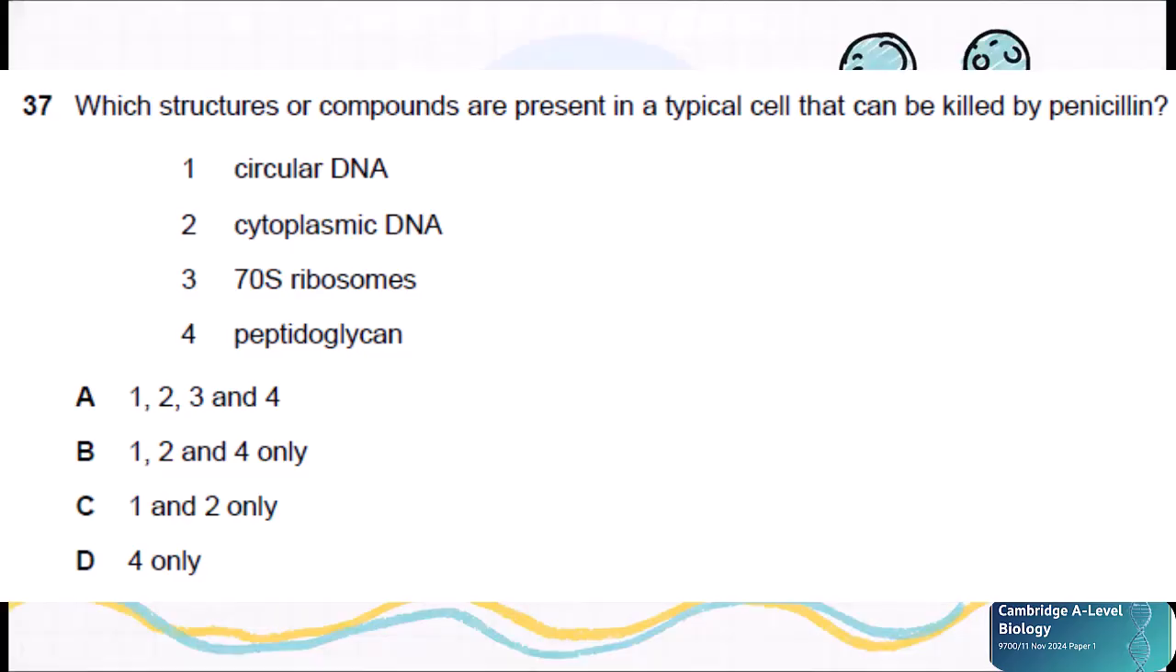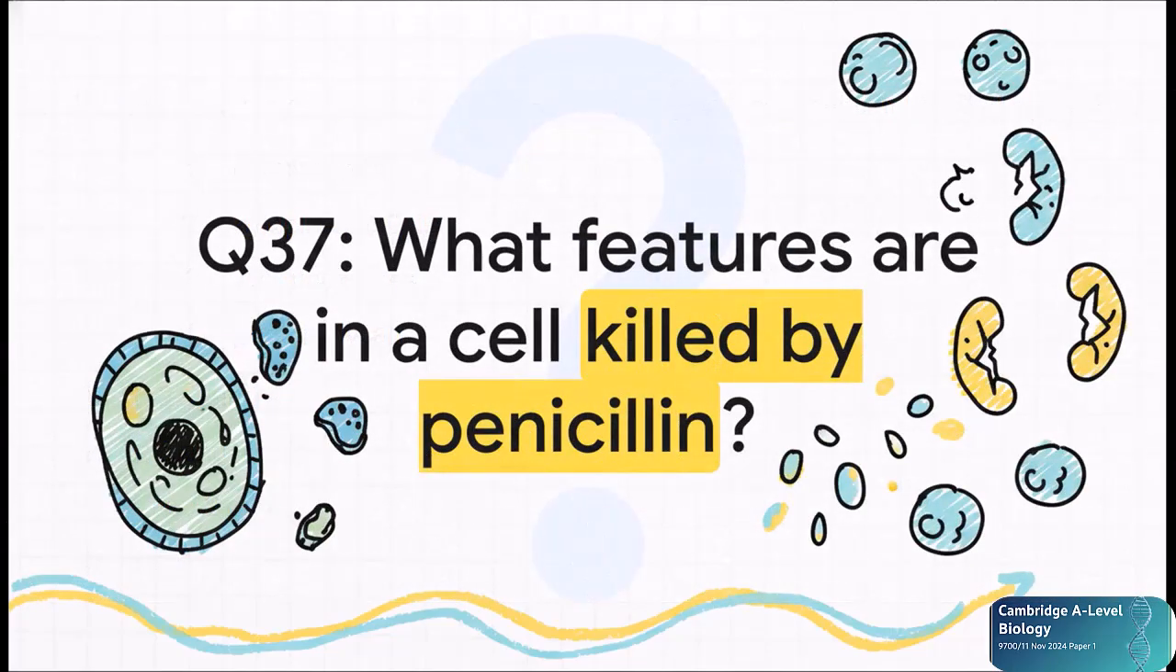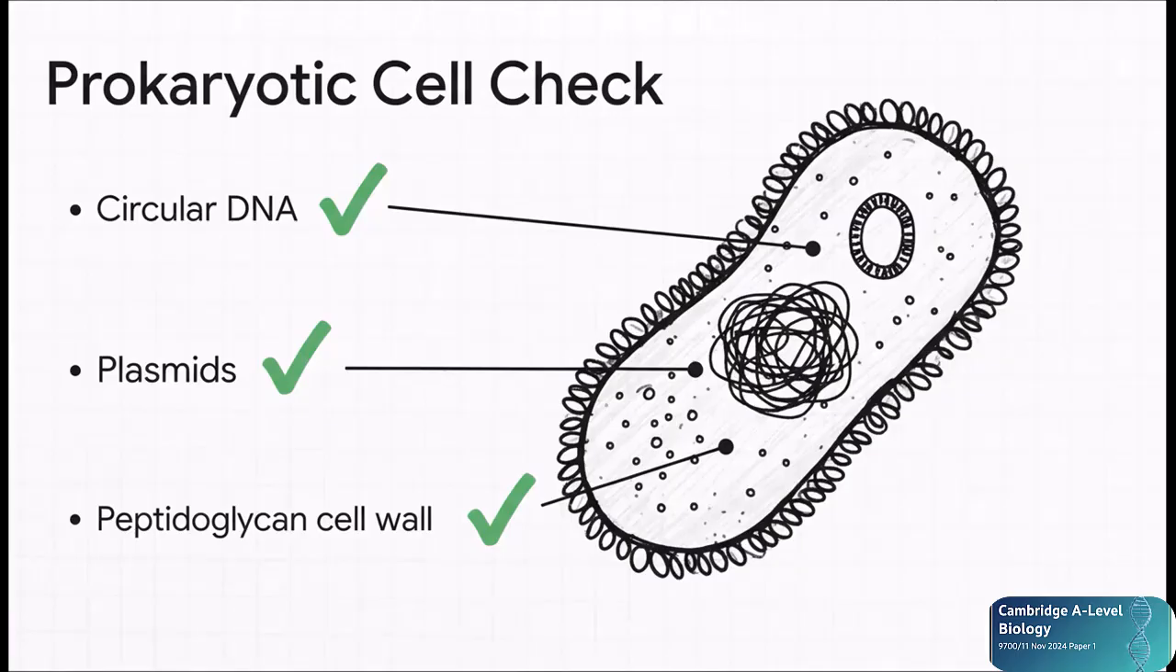As soon as you read the phrase killed by penicillin, a huge neon sign should be flashing in your brain that says bacteria. Penicillin works by messing up the peptidoglycan cell walls of bacteria. So this question is really just a sneaky way of asking, which of these things do you find in a typical bacterial cell? Let's just run down the checklist.